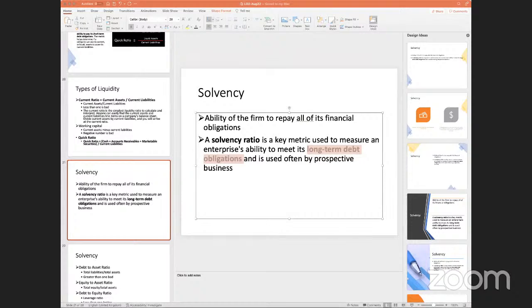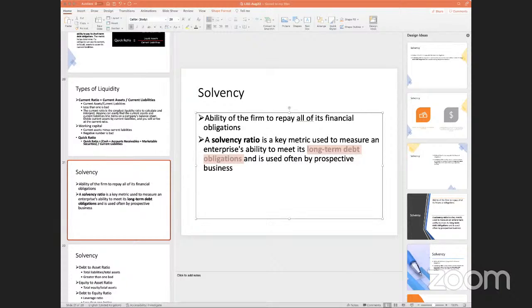And this would be used to determine the likelihood of whether the company would default in paying its debt, or whether the company would obviously be able to manage and make its payments on time. And that is normally done using the solvency ratio. Now, how is the solvency ratio calculated?